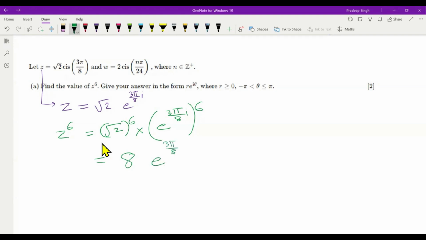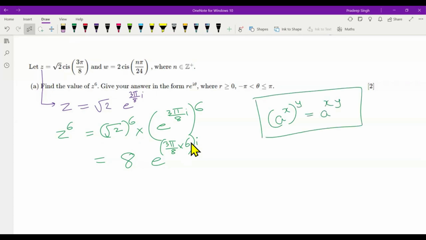3 pi by 8 into 6. Okay, wait. The powers are getting multiplied. Basic math. So a, watch this, a to the power x. This is the basic maths rule. Powers get multiplied. So that's why you multiply all of this. So what will we get?